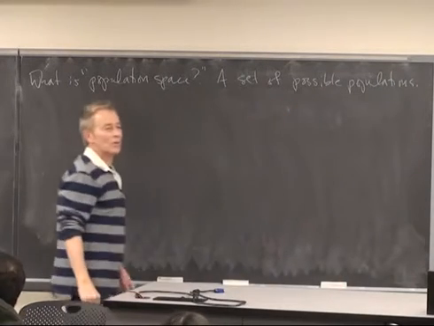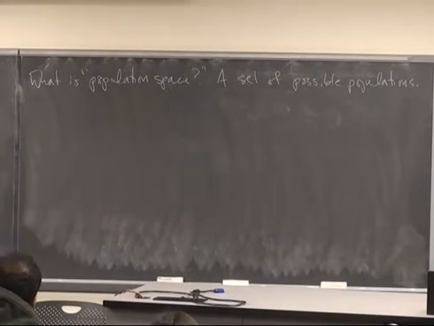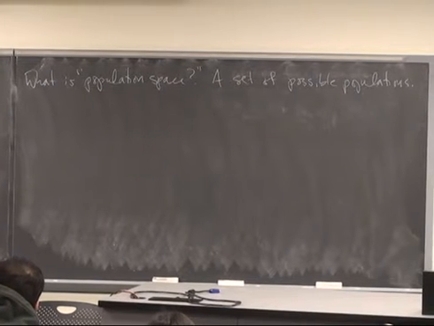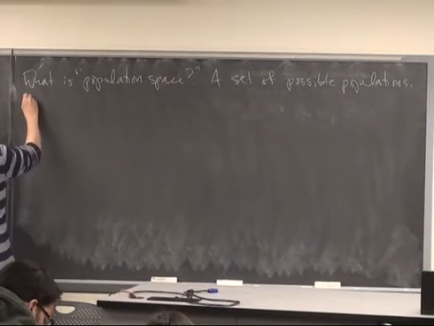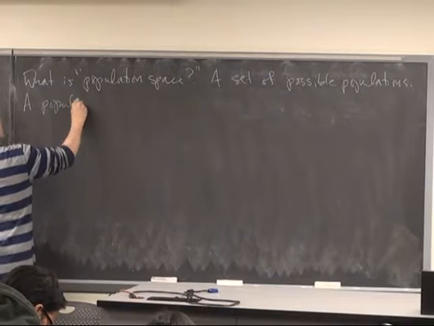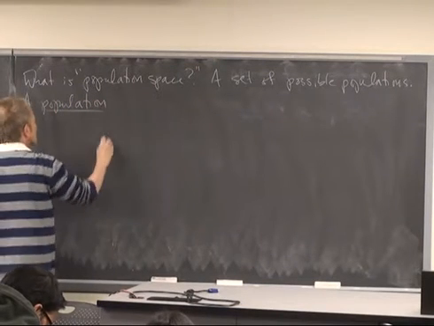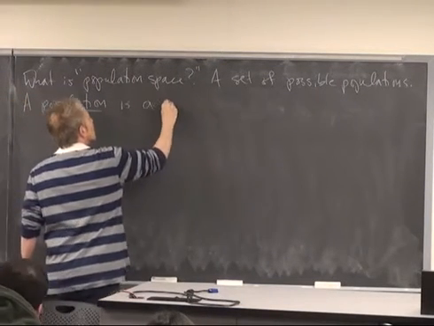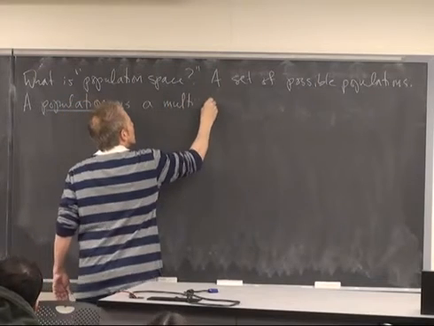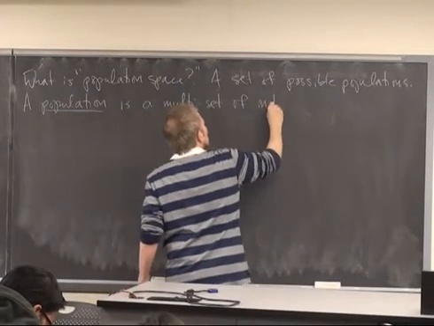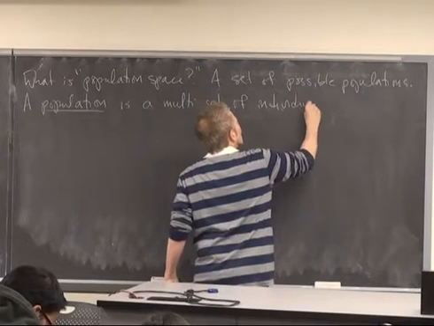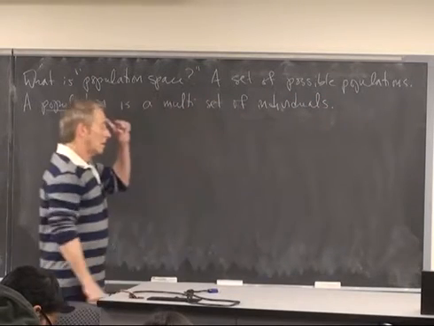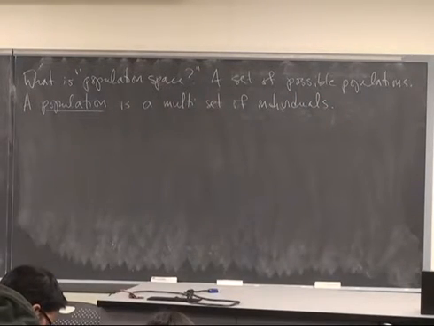Okay, that raises another question. What is a population, right? A population, and we've already kind of alluded to this, is going to be a multi-set of individuals. I've already told you what a multi-set is. We'll go through some examples in a few minutes.